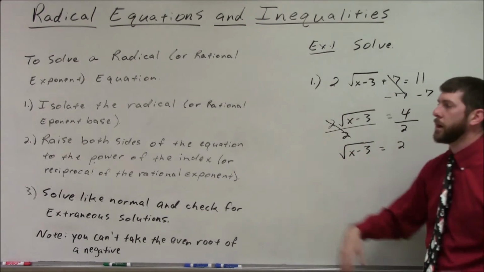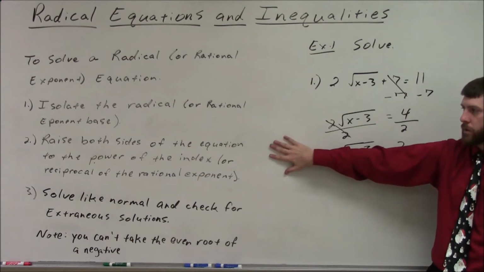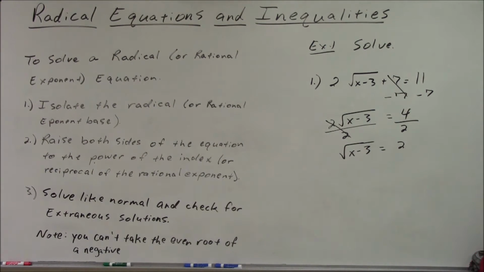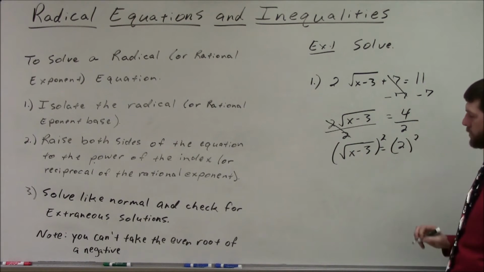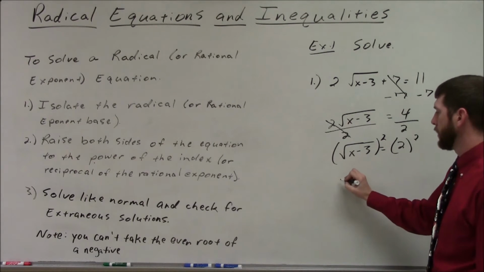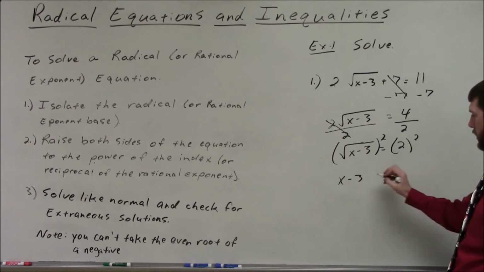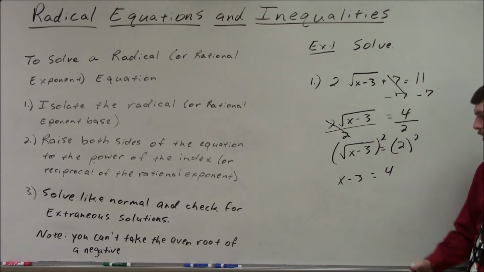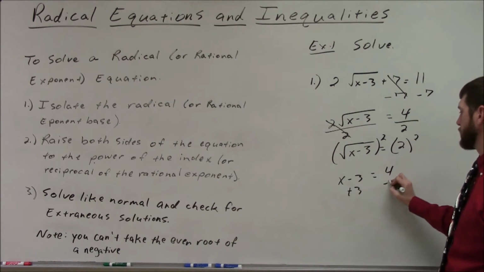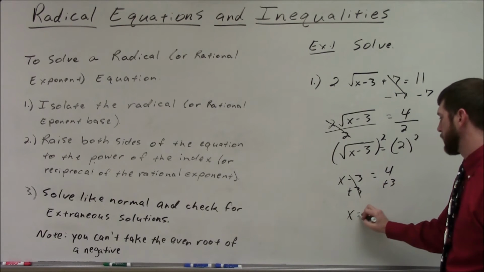So we've isolated the radical. The next move is raise both sides of the equation to the power of the index. This is a square root, so we eliminate that by squaring both sides of the function. So when we square, you're going to get x minus 3. 2 squared is 4. And then you finish solving like you always do. Isolate your variable. X is equal to 7.